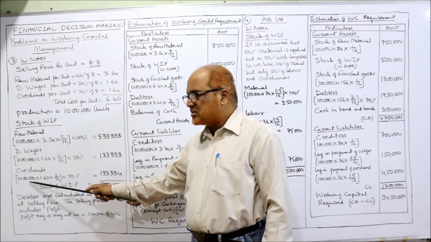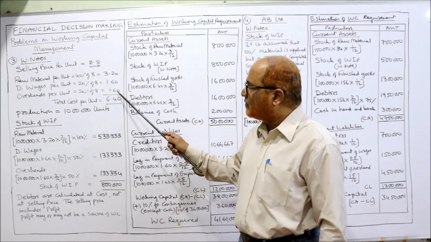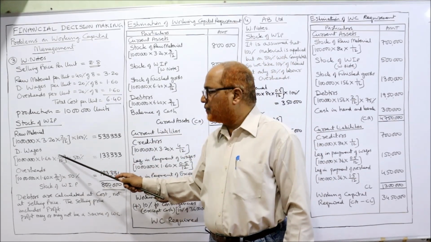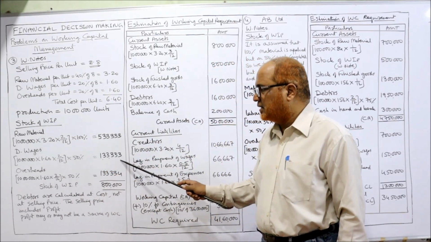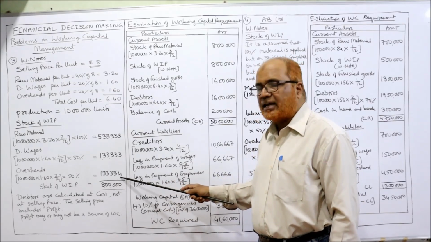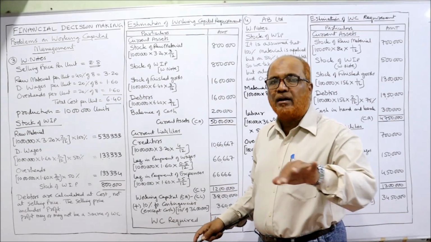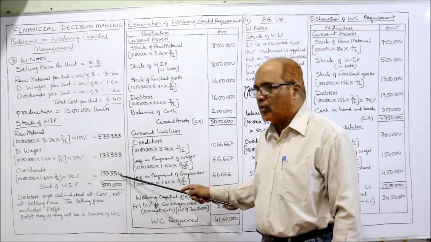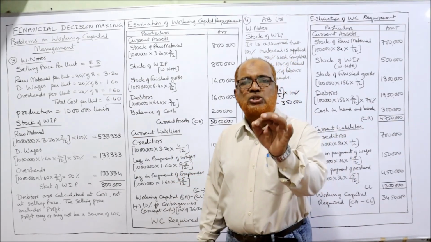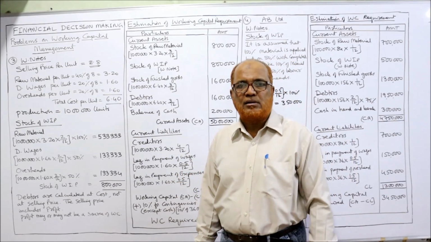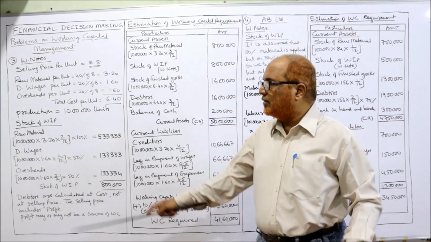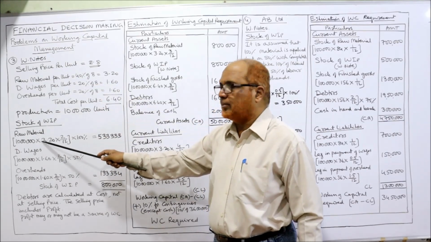Overheads: 10 lakh units into 1.60 per unit. Here we have calculated overheads are 1.6 into again the 2 months process, 2 by 12 into 50%. 1,33,333. To make it a round figure, I have taken 334. Actually, we are getting 333, but to make it a round figure, I have taken 334. If you add up all the three, you are getting 8 lakh. This is the stock of work in progress. Not given in the problem, we have calculated. Every time in the coming problems, we have to calculate stock of work in progress in working note.